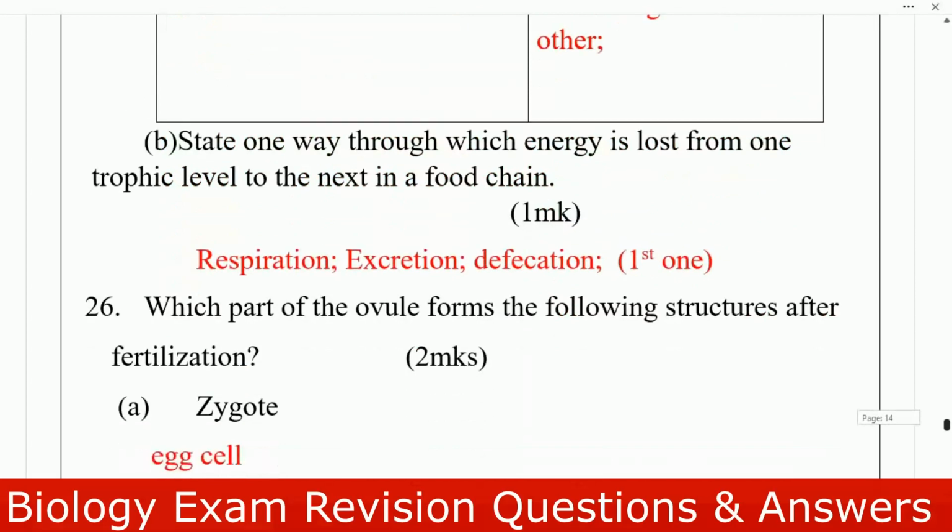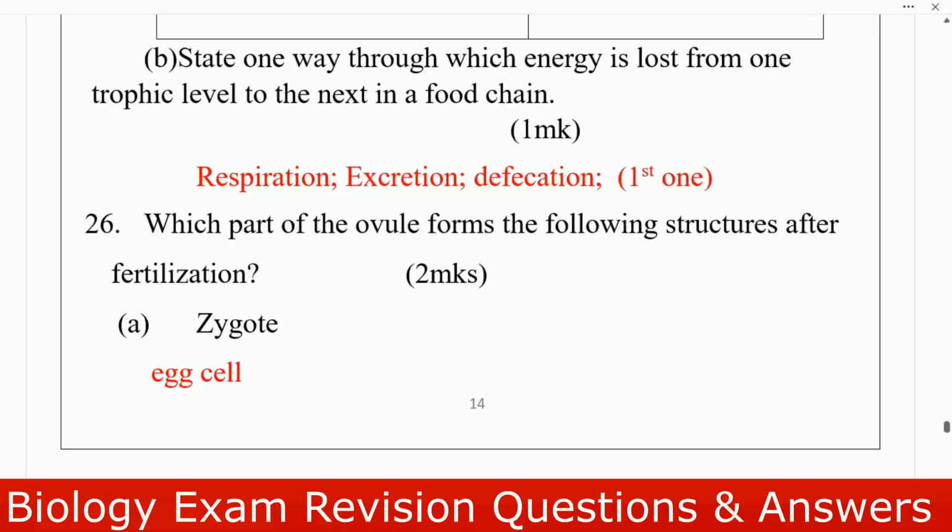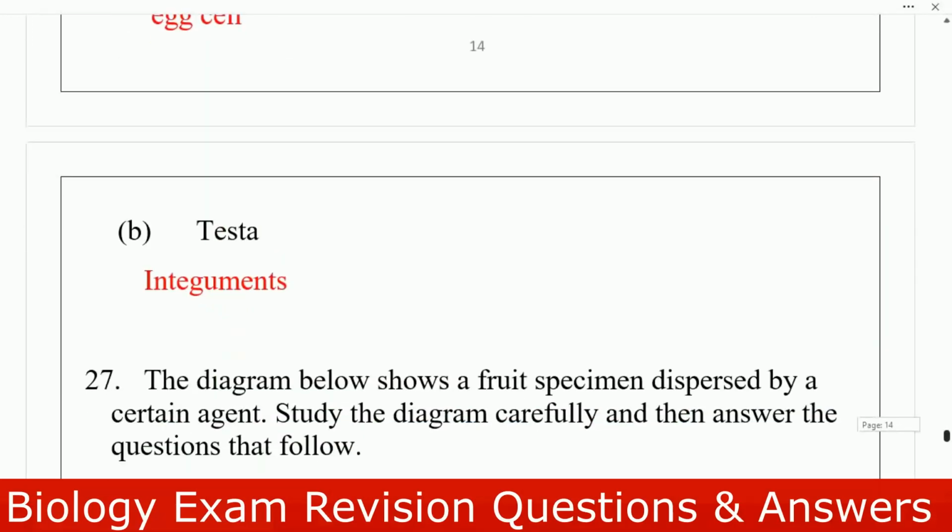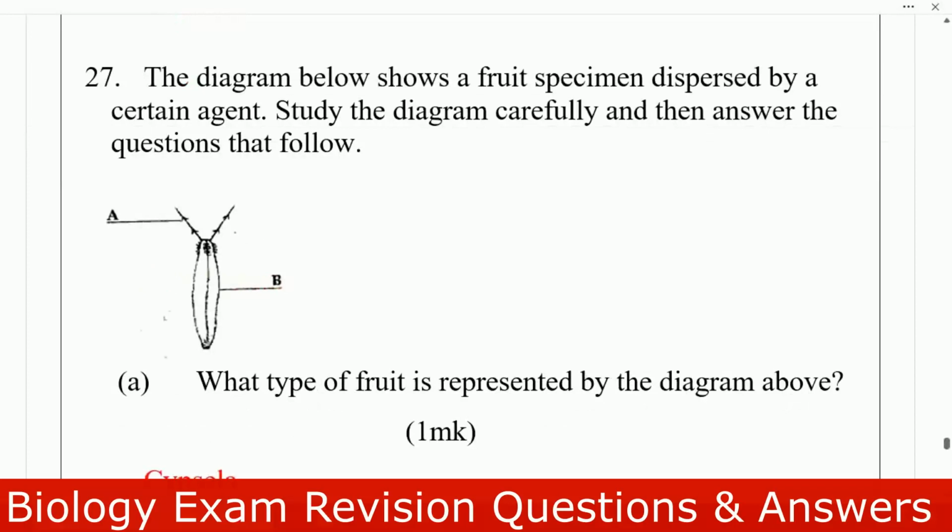Next, state 1 way through which energy is lost from one trophic level to the next in a food chain: respiration, excretion, defecation. Number 26. Which part of the ovule forms the following structures after fertilization? Zygote, that one is egg cell. Testa, that one is integuments.